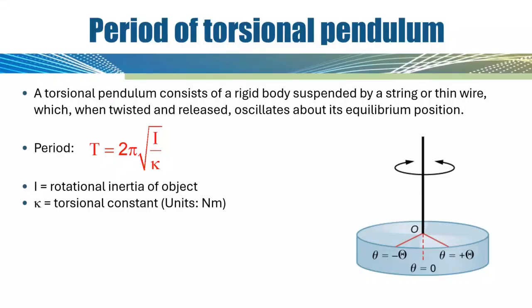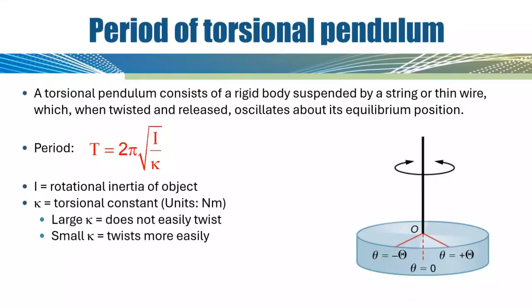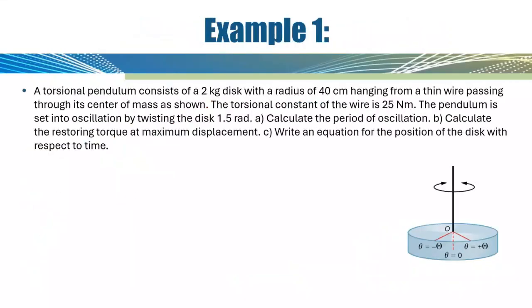The torsional constant kappa is very similar to the spring constant K. A large kappa value means the string or wire is stiff and does not easily twist, while a small kappa value means the string or wire is easier to twist. And as expected, the torsional pendulum oscillates in simple harmonic motion as the restoring torque, which is equal to negative kappa theta, is proportional to the angular displacement from equilibrium. Let's look at an example problem.